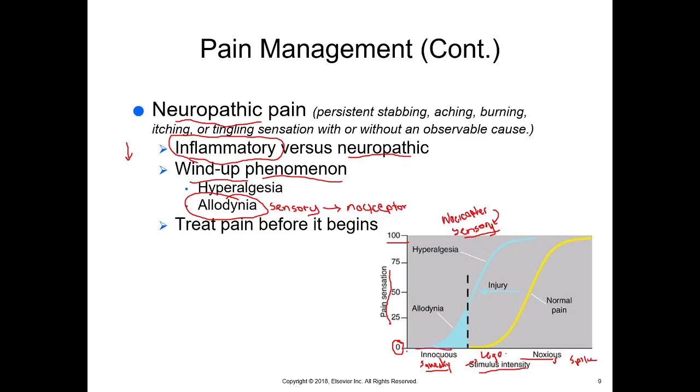Well, they're going to feel this innocuous stimulus as painful. The animal is going to reach a level of pain that is much higher, hyperalgesia. So they're going to feel that pain at a much higher rate.